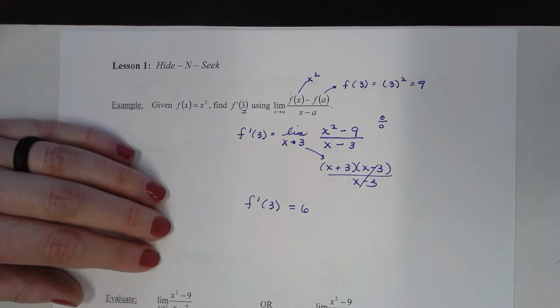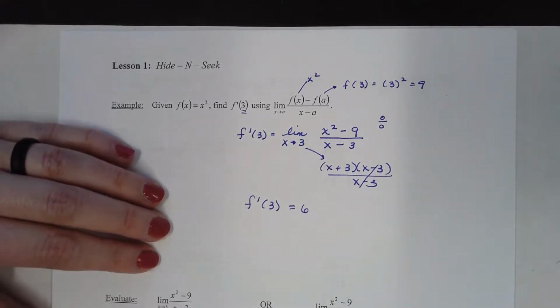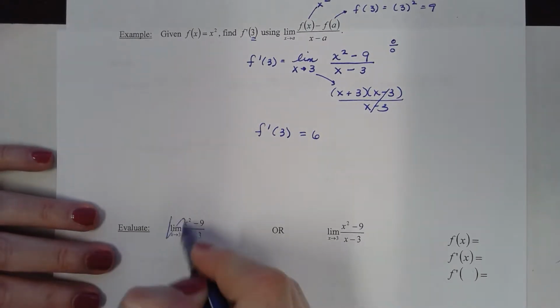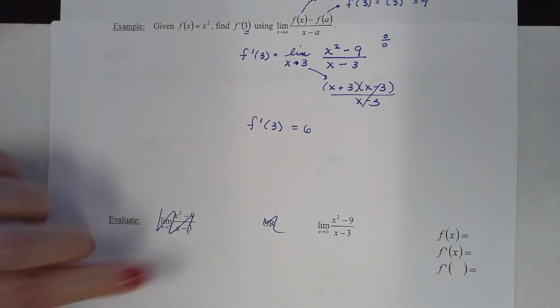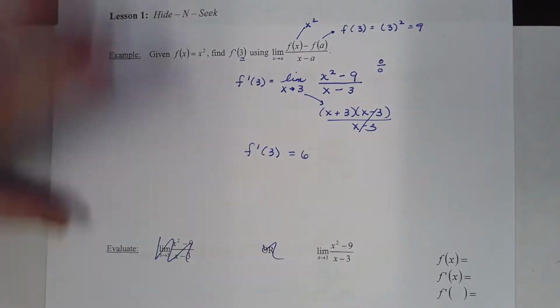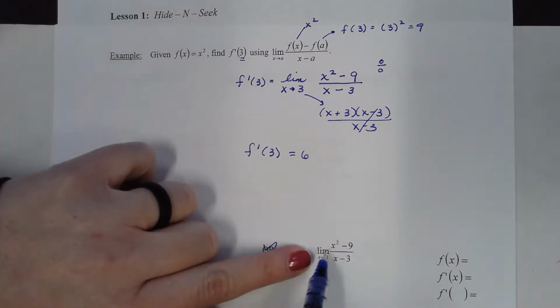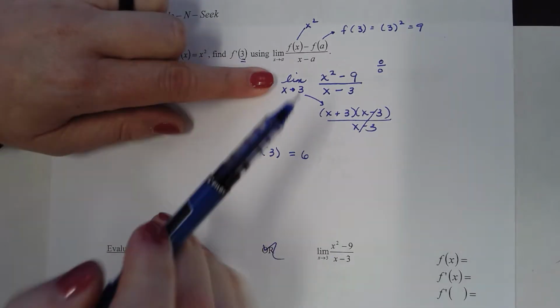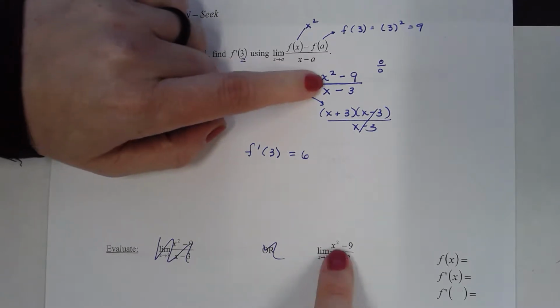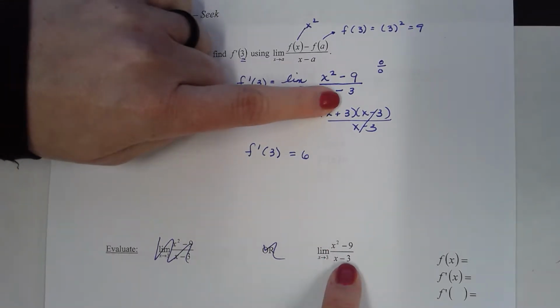Okay, that's not so bad, but I don't want to do all that work, so we're going to skip all that work and find a way around it. I don't know why I have this on here twice, so just cross that out. We're just going to focus right here. If you'll notice, what you are being given here is the exact same thing that we have up here. The limit as x approaches 3 of x squared minus 9 over x minus 3.